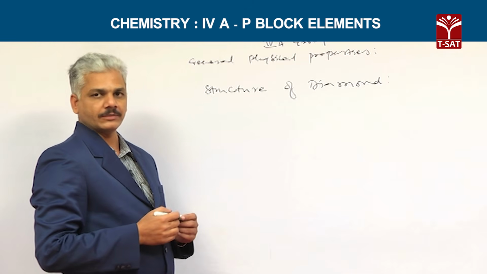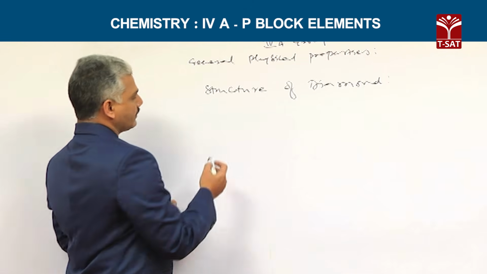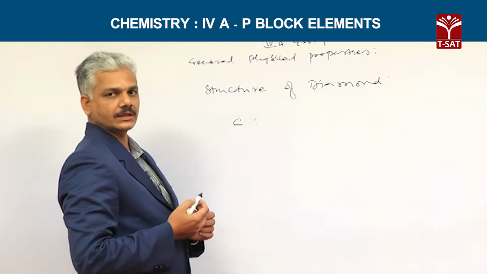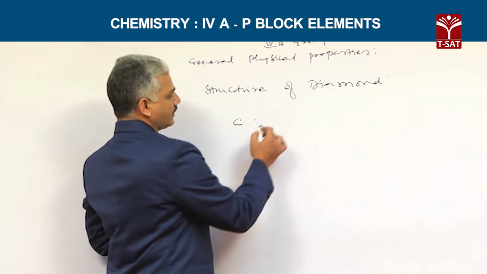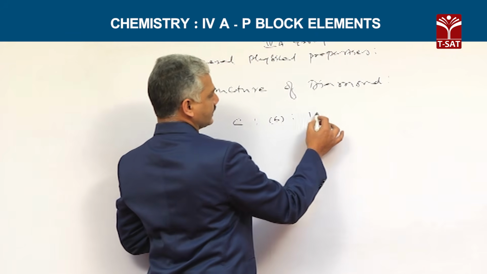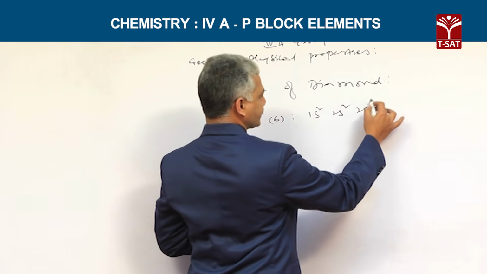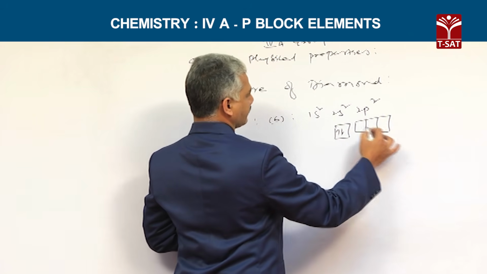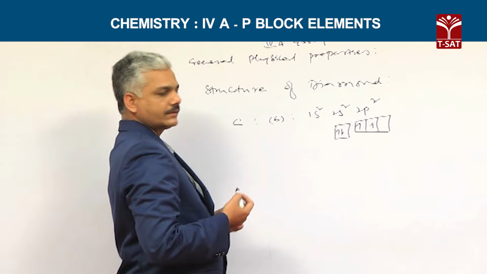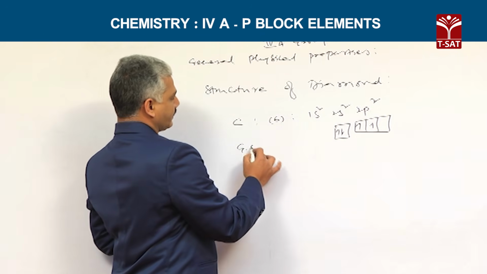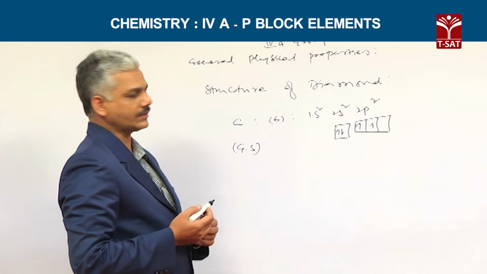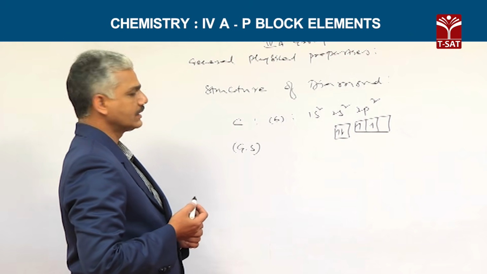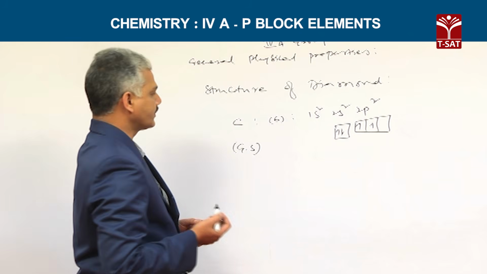Structure of diamond. In diamond, each carbon atom undergoes sp3 hybridization in the first excited state. Carbon atomic number is 6, electronic configuration is 1s2, 2s2, 2p2. The arrangement of electrons in the valency shell can be represented like this. With this ground state electronic configuration, only 2 bonds are possible, but carbon shows tetravalency in most of its forms.